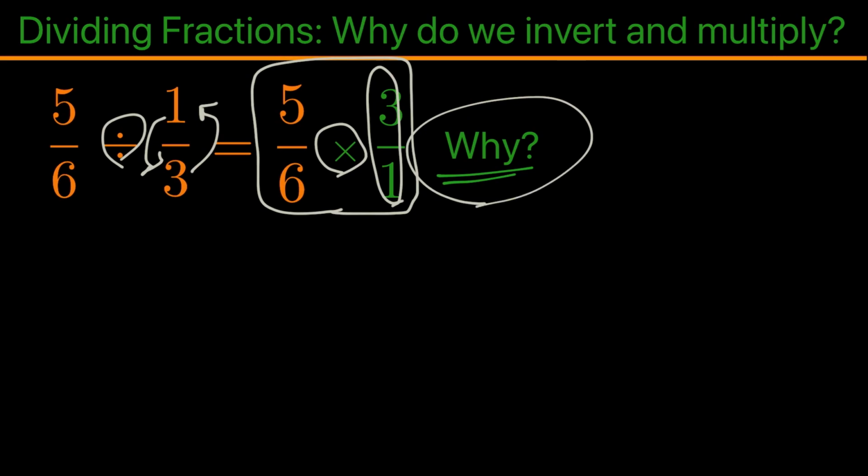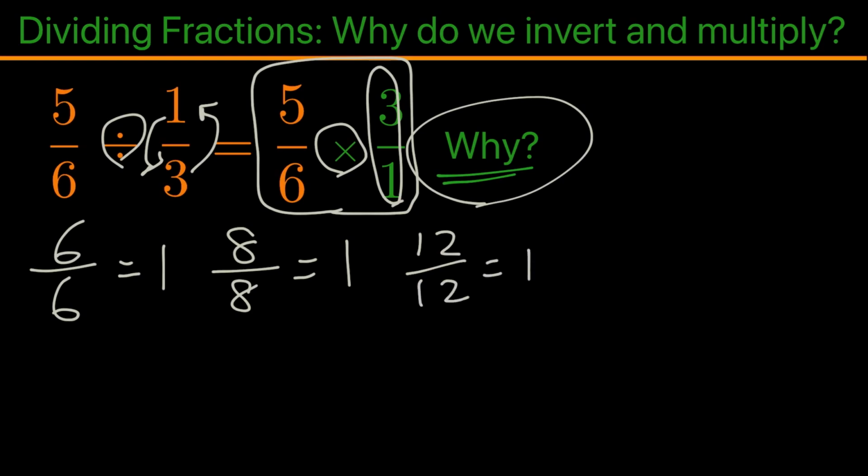To answer this, we need to first go over some of the basic fundamentals of fractions. For example, 6 over 6 equals 1. Any fraction with the same number in the numerator and denominator will equal 1. So anything like 8 over 8 equals 1, 12 over 12 equals 1. So you get the picture.